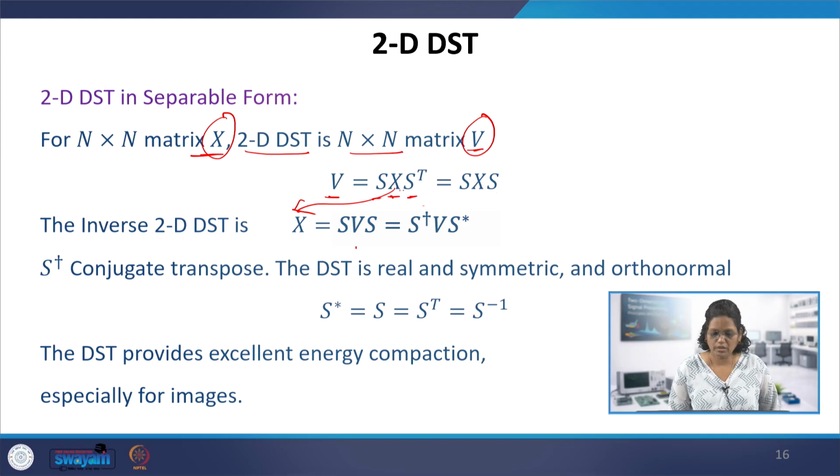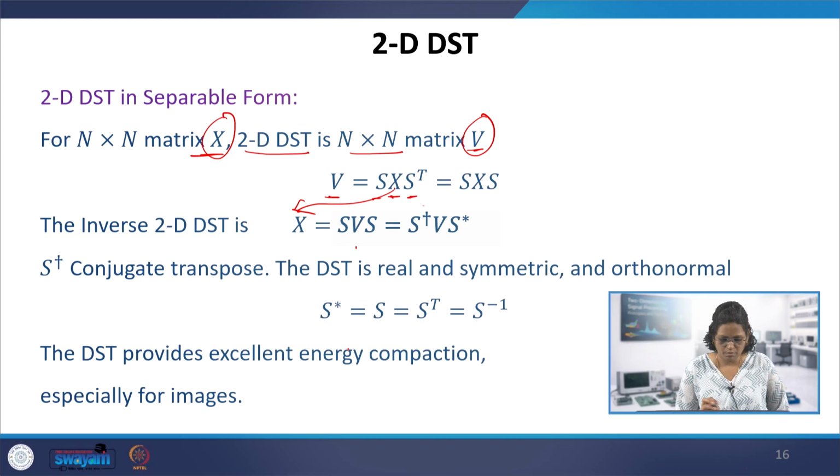So this is similar to the case of the separable form. First row-column decomposition: first do it for the row and then do the column-wise DST. Similarly, column-wise DST first and then row-wise DST. So both ways it can be done. It's just clubbed into one operation, S into X into S transpose. That's how the transform coefficients are obtained. This is applicable because of the separability concept, that DST is separable.